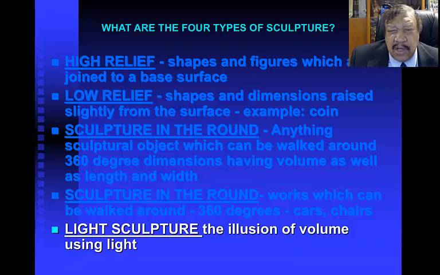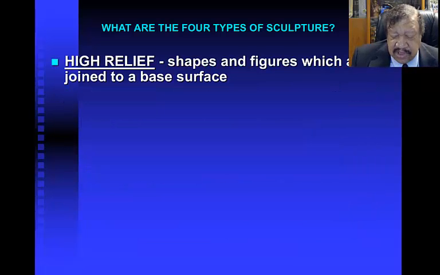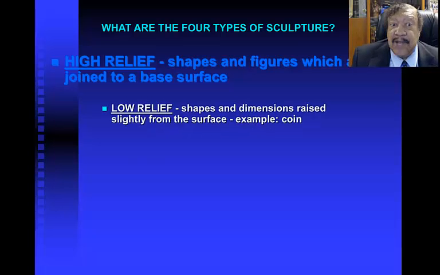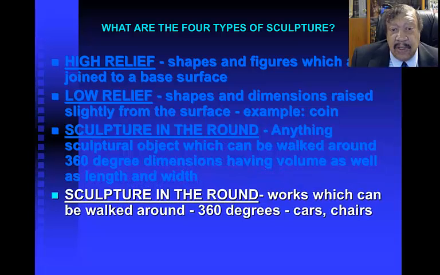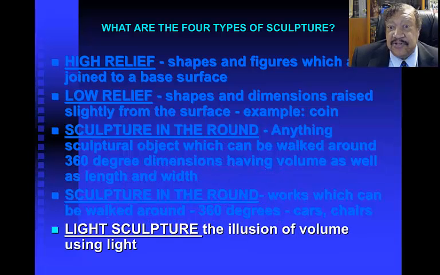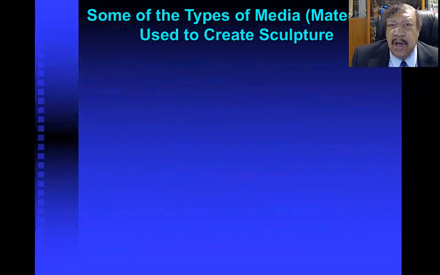So it's important you understand these four types of sculpture: high relief, low relief, sculpture in the round, and light sculpture. Very important. Then we go to some of the types of media that is used to create sculpture.